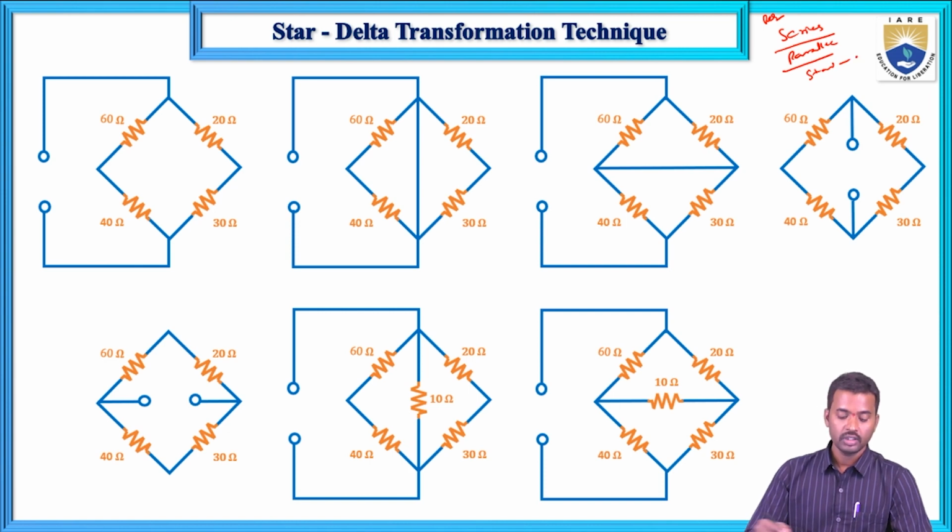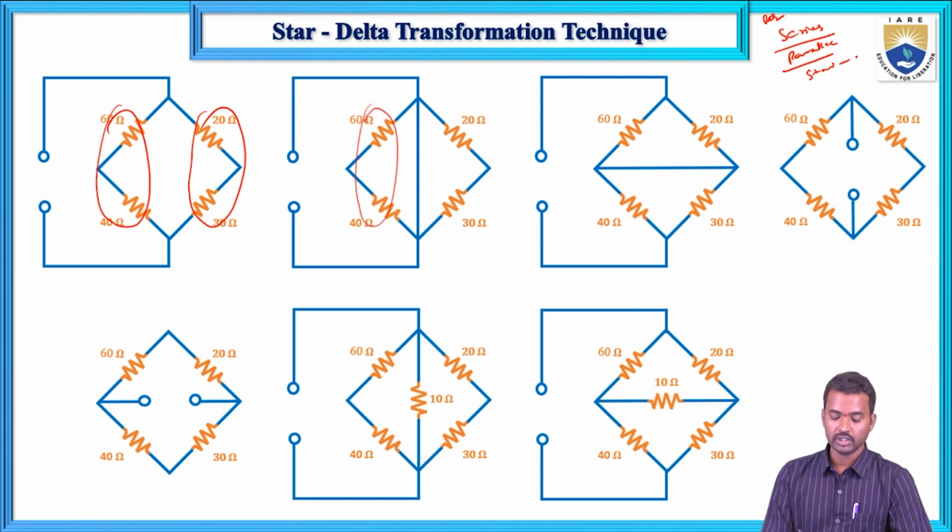Now here, these two are connected in series and these two are connected in series, and again a parallel connection. So we can simplify easily in this case. And in this case, these two are connected in series, and these short circuits, and all are connected in parallel. And in this case, these two are connected in parallel and these two are connected in parallel.